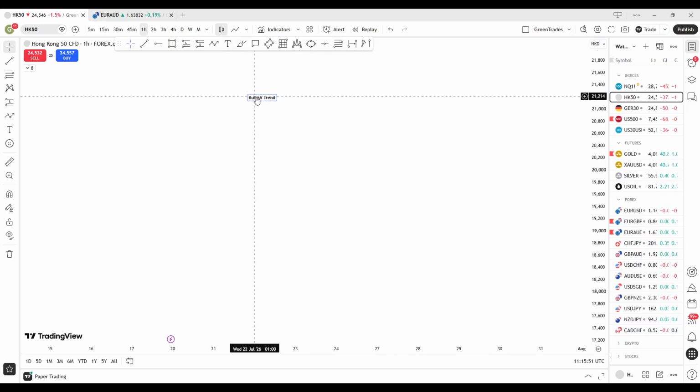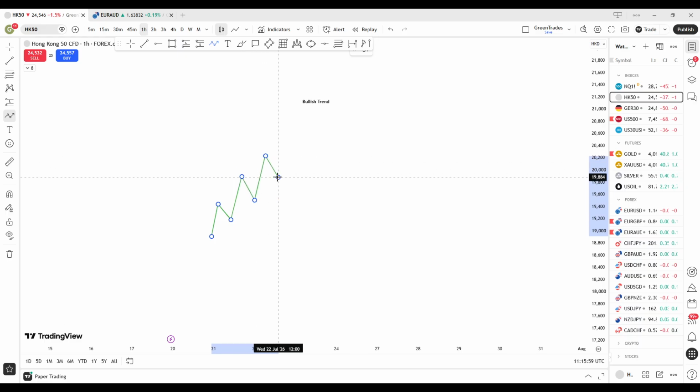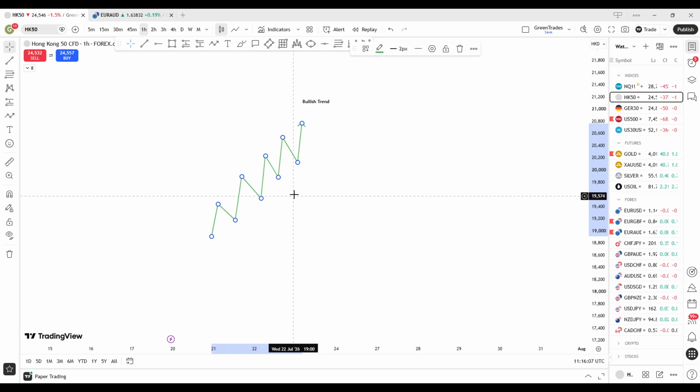So when it comes to a bullish trend, like we spoke about last week, it's always going to move in this direction because it's trying to go up. Let's make it a little bit cleaner. It's always going to go up, right?